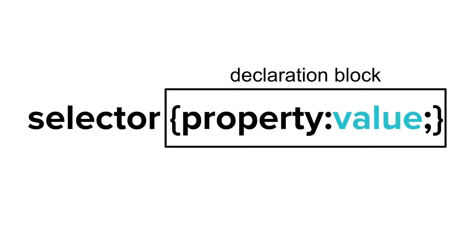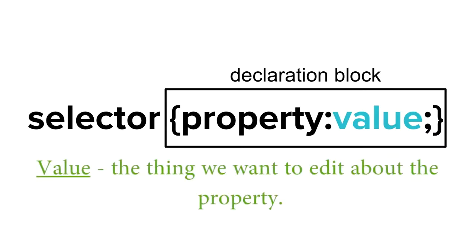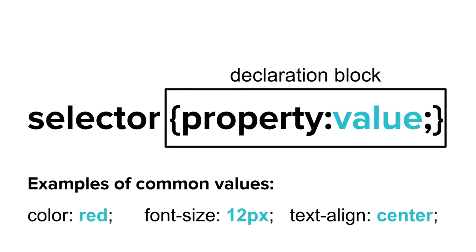So next up is the value, which is the way we want to change the property and the thing that we want to edit about the property. So an example would be if we wanted to change the color of something, the value would be the color that we want to change it to, like red. Same thing with font size. Say I want to change the font size to 12. The value of the font size is 12. Text align, the way we want to align the text on the screen, the value that we would put in if we wanted to make it center is center.